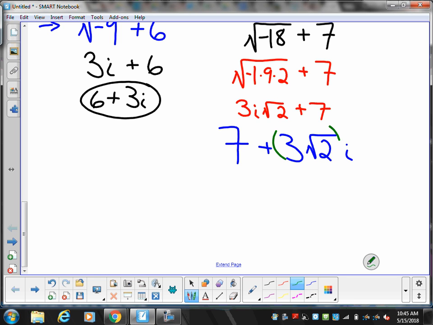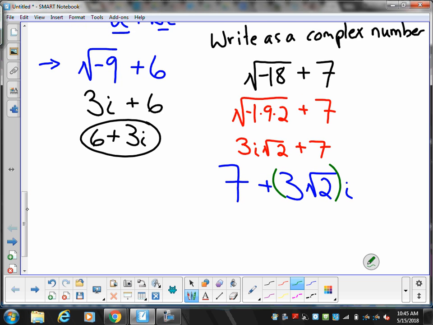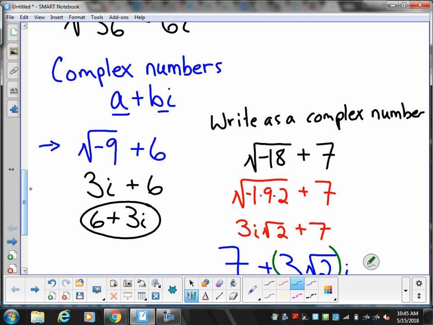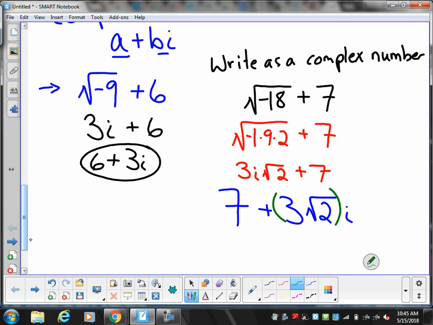One is put the 3 square root of 2 in parentheses so that you know for a fact that the i is on the outside. That's the most accepted method there. You could leave the i out in front with the 3, but then you would need to make sure you realized that the square root of 2 is part of the b. Okay? So this kind of helps out doing it this way. So this is the best way to go ahead and do that.